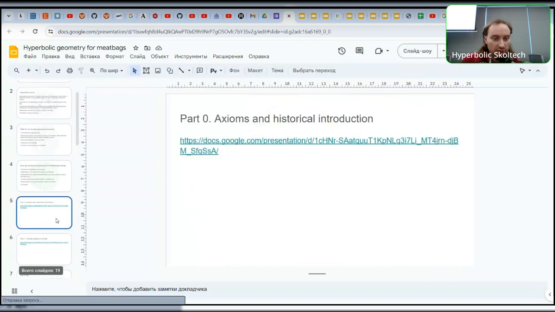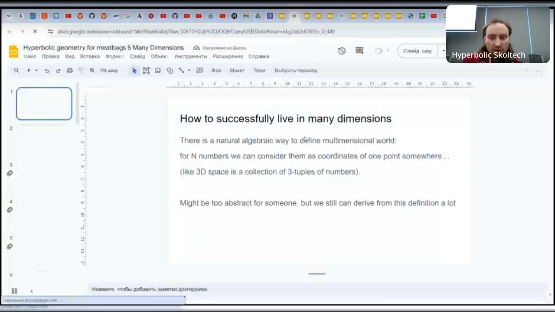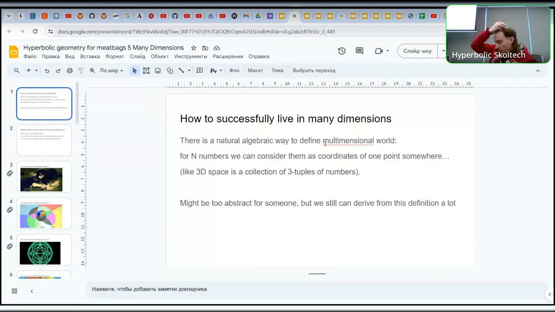So let me open the slides I prepared for you. Okay, so previous time we stopped at the notion that we are motivated, for example, to somehow visualize hyperbolic space and work with four-dimensional Euclidean space. So today we are going to learn how to think in this four-dimensional geometry, how to think in multidimensional geometry, how to live in it, how to act in it, probably. But firstly, how to define this.